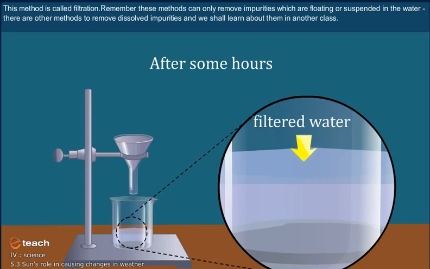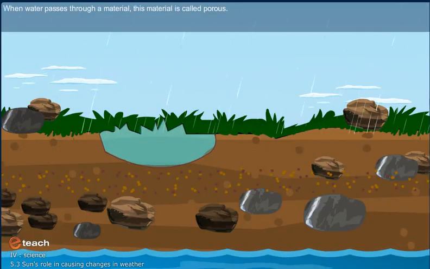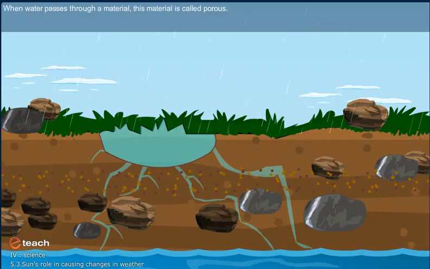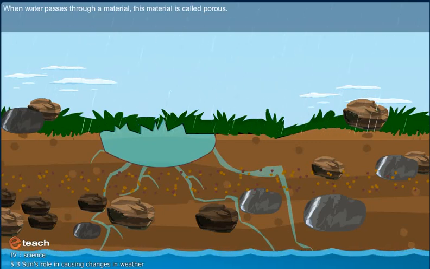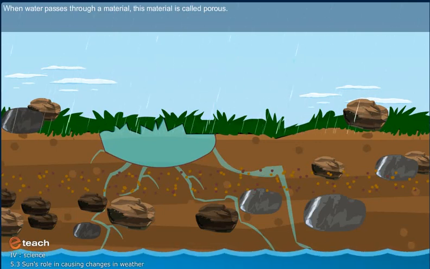Remember, these methods can only remove impurities which are floating or suspended in the water. There are other methods to remove dissolved impurities. When water passes through a material, this material is called porous.